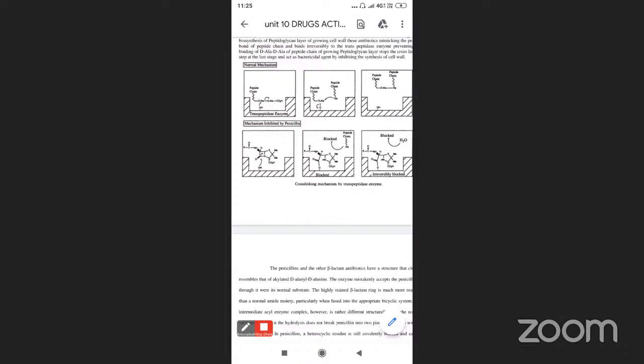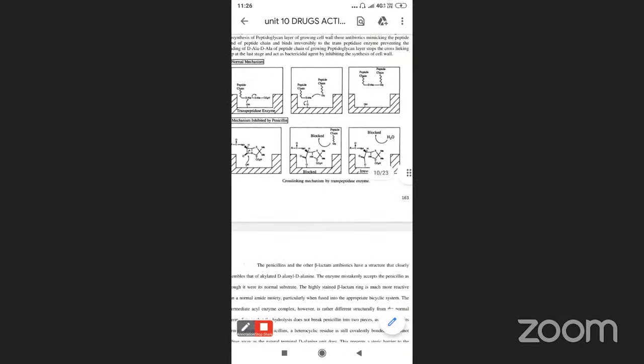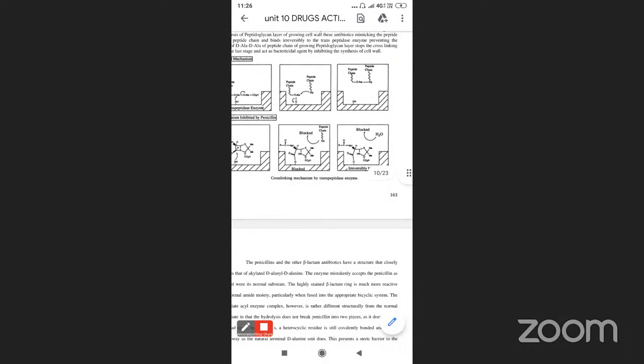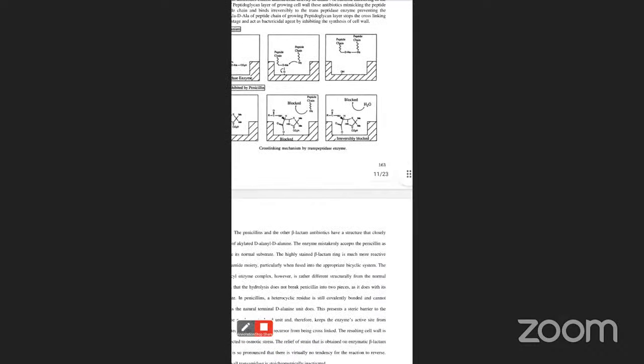Both compete with each other, but ultimately the penicillin is going to win this race because the penicillin is artificially prepared, so it always has more efficiency. It occupies the enzyme active site. Then there is no space to attack that particular peptidoglycan chain here.